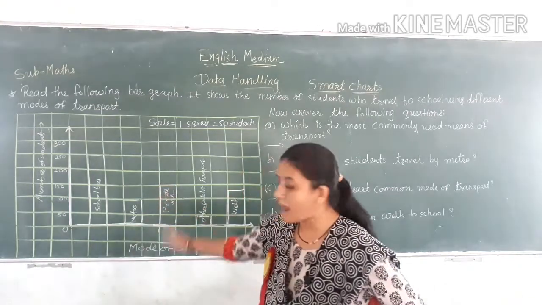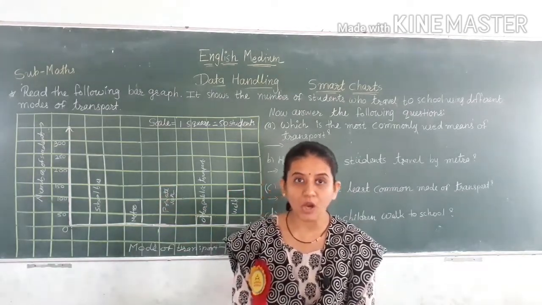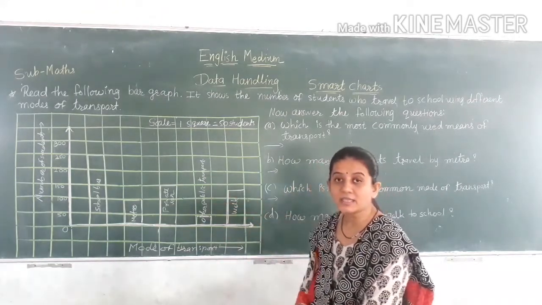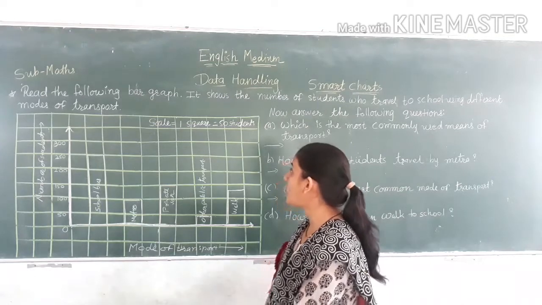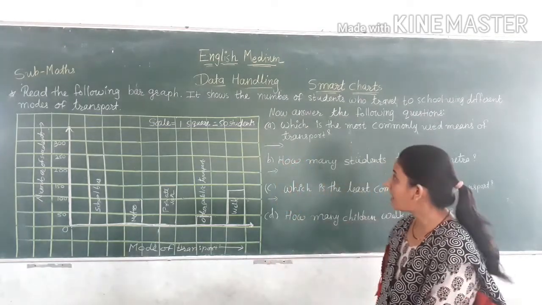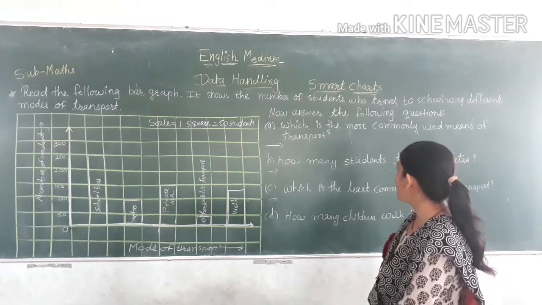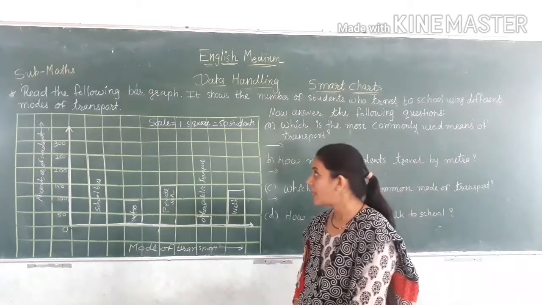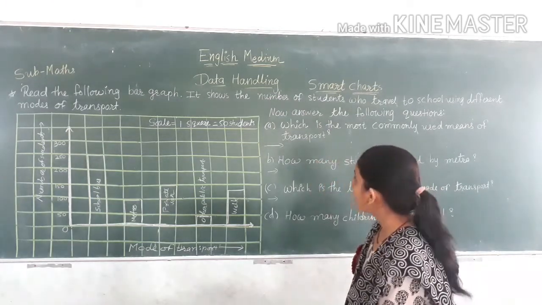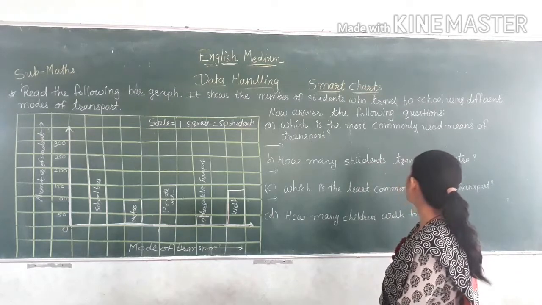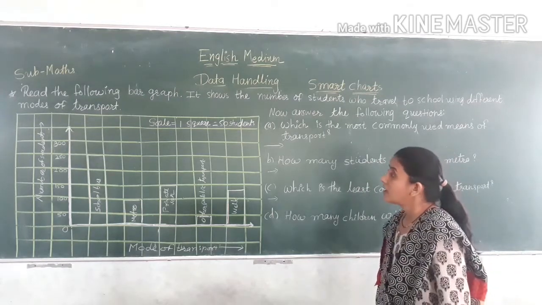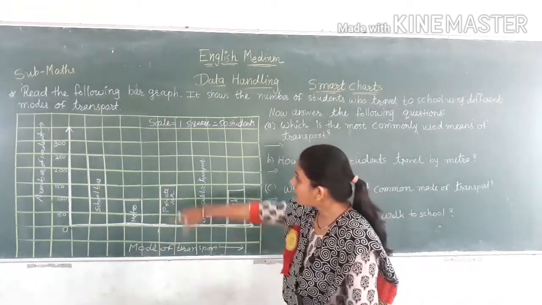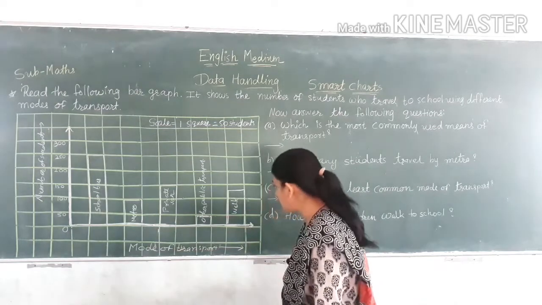Look at the following bar graph showing the total marks out of 10. Now read the following bar graph. It shows the number of students who travel to school using different modes of transport. Here the number of students and the modes of transport are given.